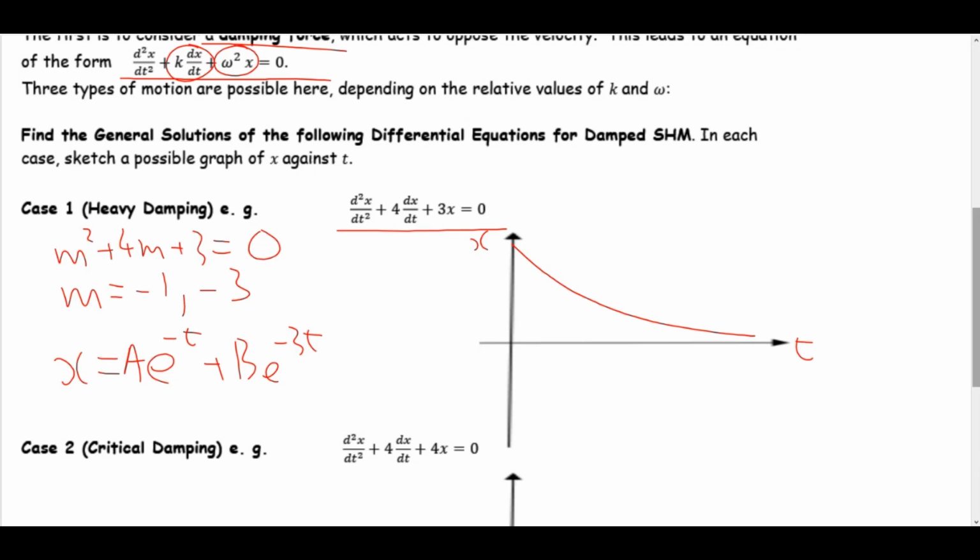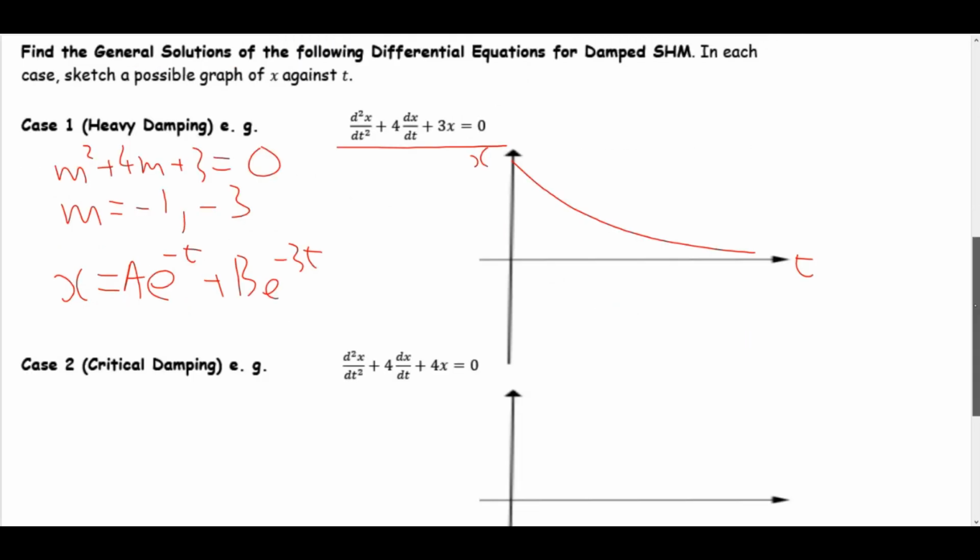So the object is not going to oscillate at all. It's just going to get closer and closer to its equilibrium position. This is called heavy damping, and this comes into play when the damping force is very, very large. If you had an object on a spring in, say, treacle or golden syrup, it wouldn't actually oscillate. It would just move towards its equilibrium position. So this situation is known as heavy damping.